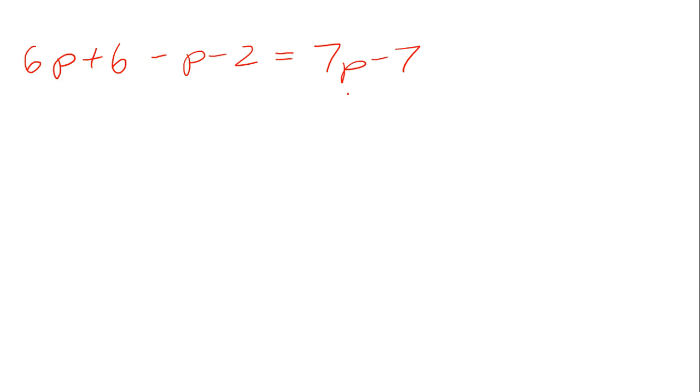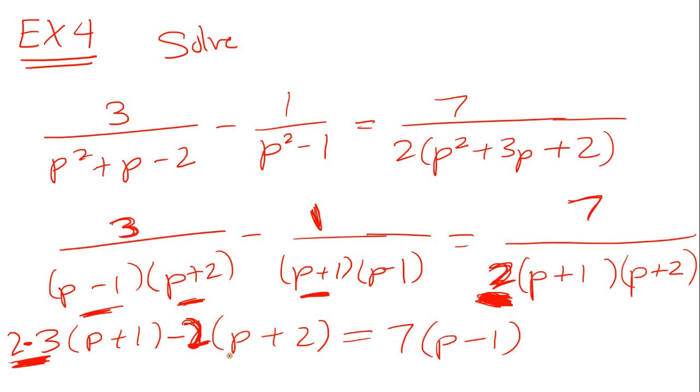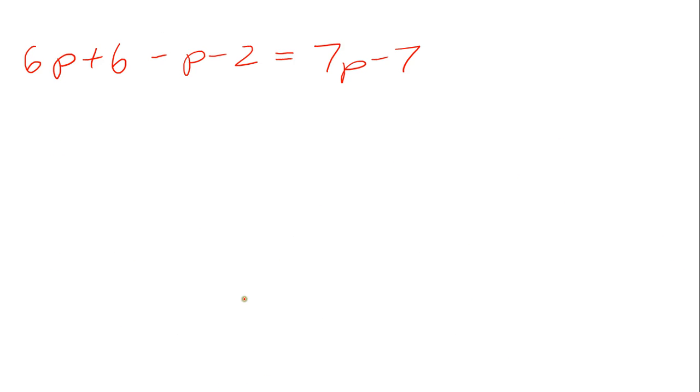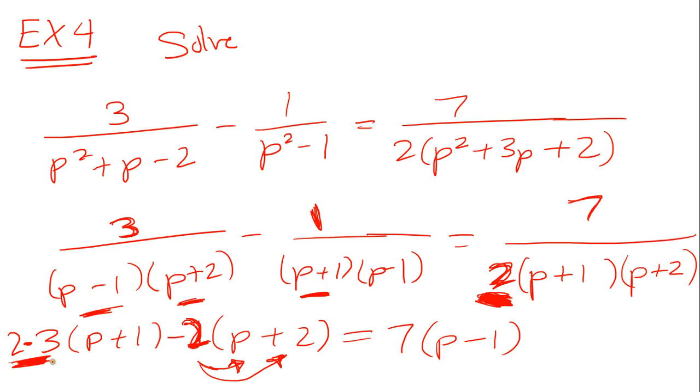And that should be right. And let me double check this. Yeah, and that's wrong. So that should be 2p. So that's 2p. And 2 times 2 is 4. Okay. So we have 6p plus 6 minus p minus 4, 2p minus 4.